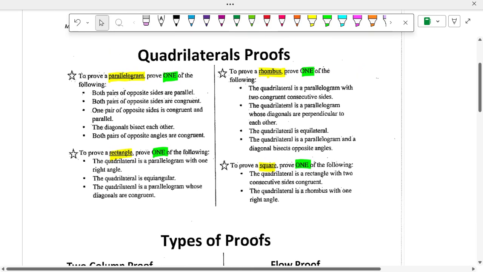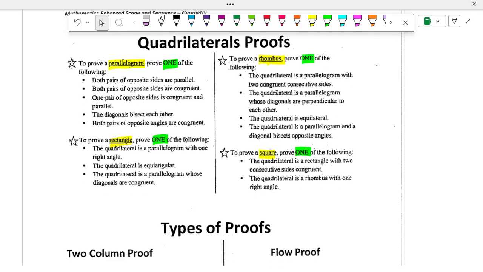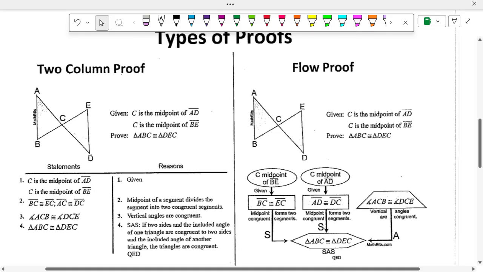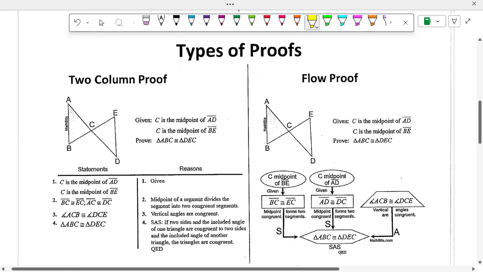All right. Now, we're not going to get into those today. We're mainly going to get into those tomorrow because I want to review triangle proofs first, because that will help when you do the quadrilateral proofs. Some of that stuff will transfer over. All right. Now, the two types of proofs. You've probably seen both of these before. The two types of proofs we're going to deal with, it's pretty much the exact same thing, just different format, is the two-column proof and the flow proof.